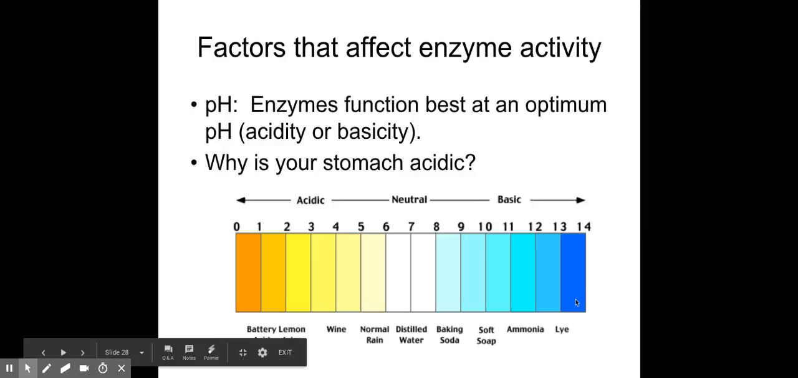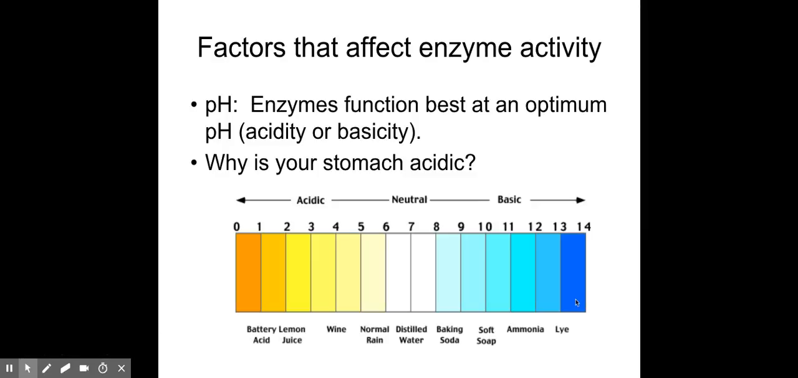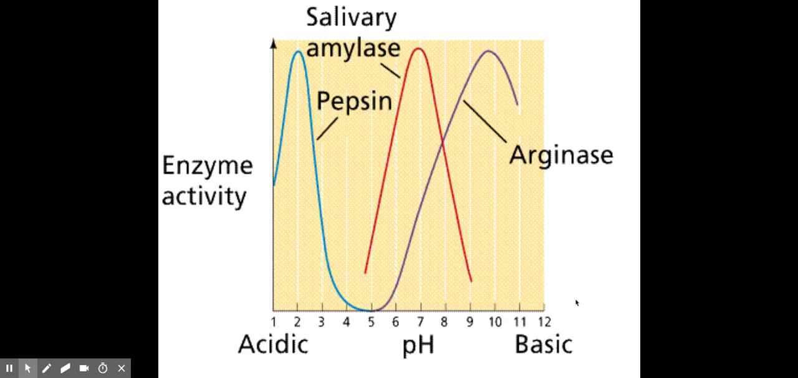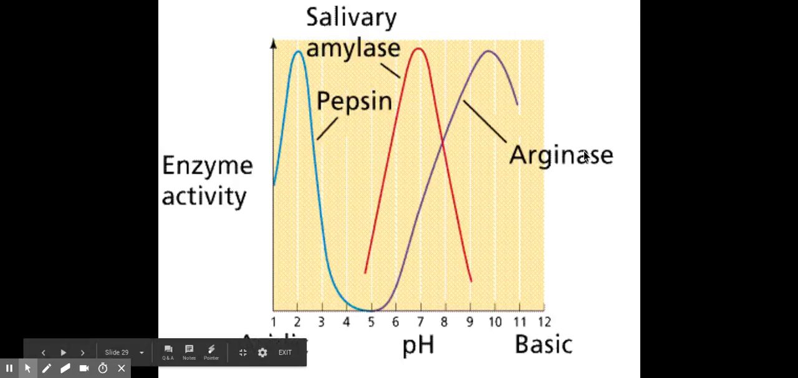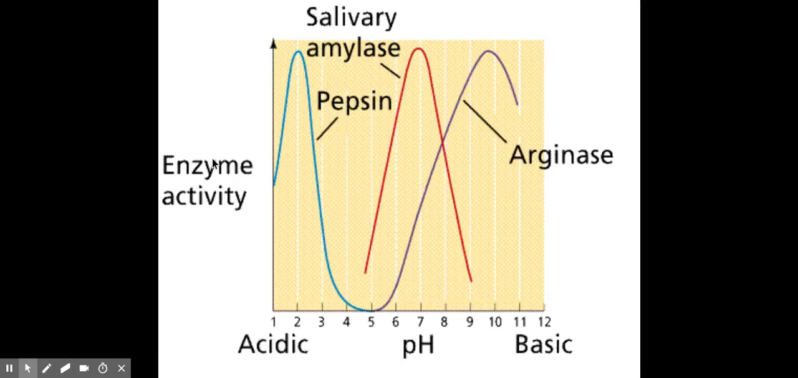So how does this affect enzyme activity? Well, here's a graph that shows the enzyme activity of 3 enzymes that are active in the human digestive system. And here's a pH scale on the x-axis with acidic down here and basic up here. Here's our enzyme activity graph. And so here you can see that pepsin, which is the enzyme found in your stomach, is very, very acidic at its optimum pH. So pepsin works great at a pH of 2.